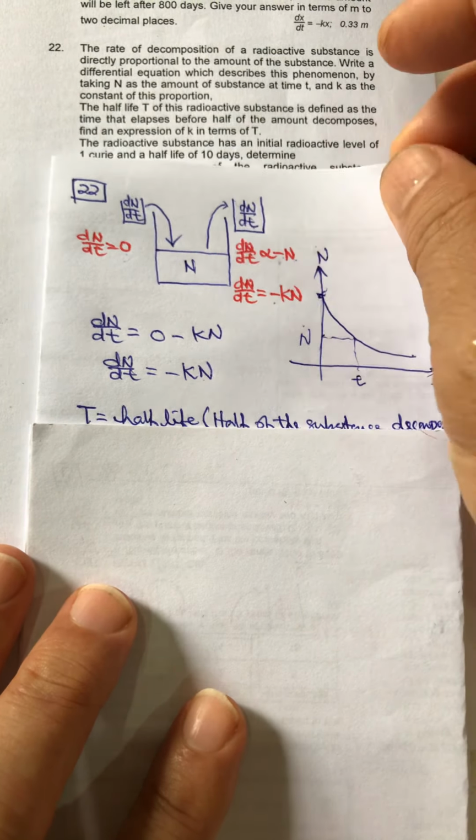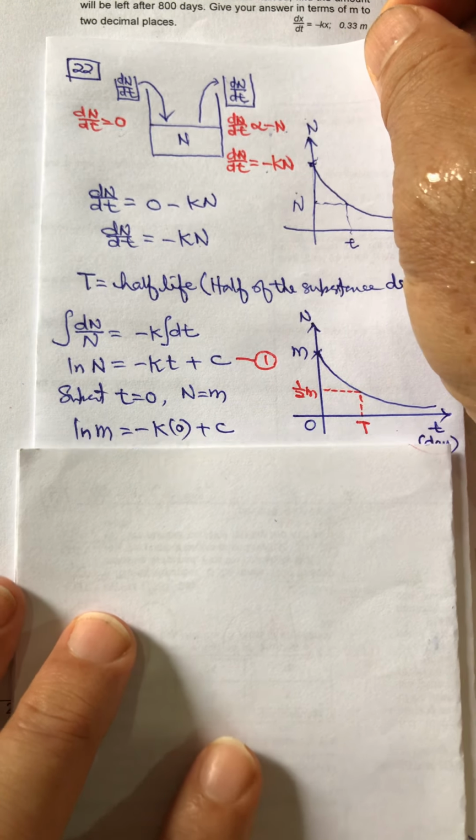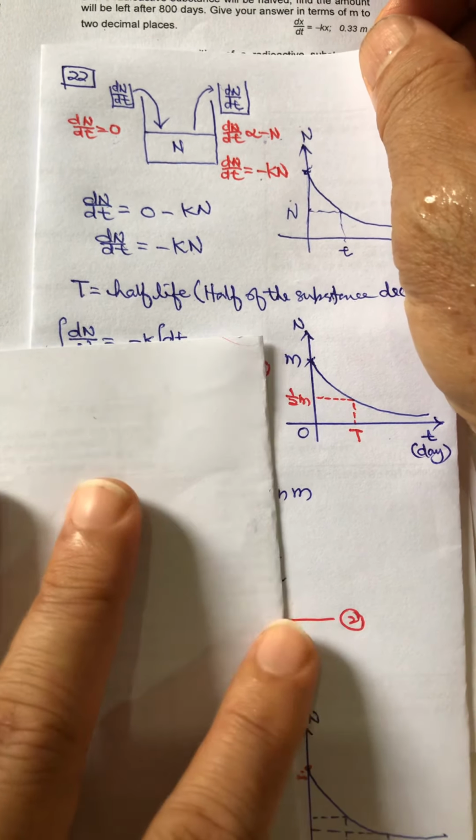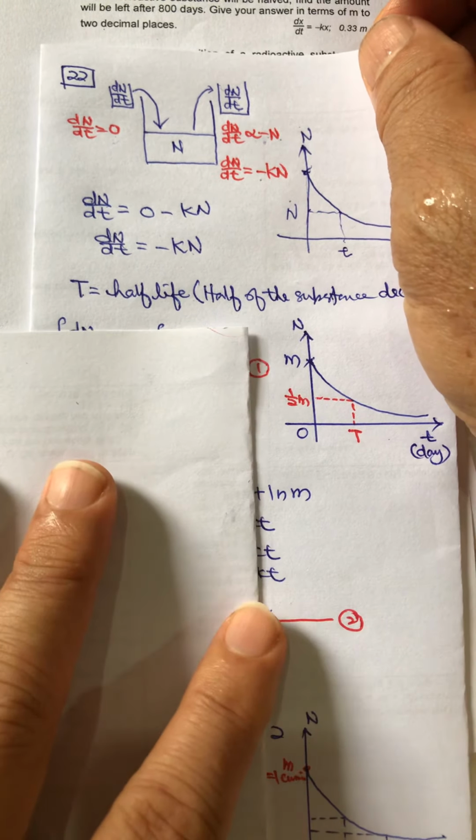That means, you look at the graph here, because at the beginning, what is the mass? Okay, let's say m. We have to assume m. T is the half-life. That means after the time T, half remains. The starting one is m, half of it remains, meaning the other half has already decomposed. So this is half m, and the time is T. This is for us to find the c, and this is for us to find the k.